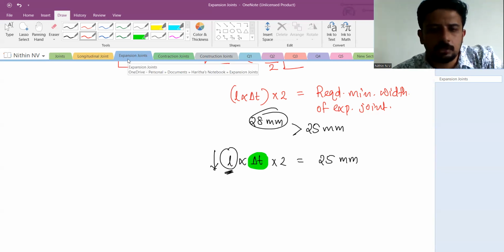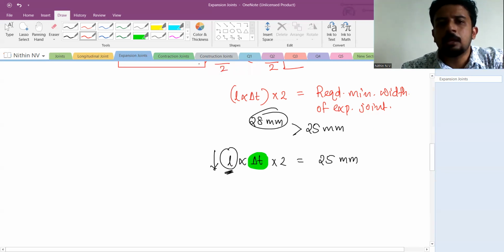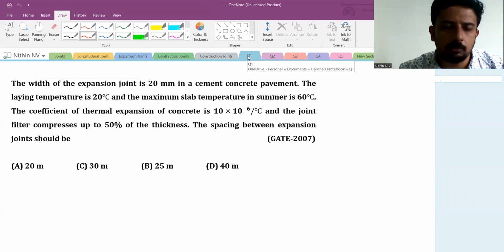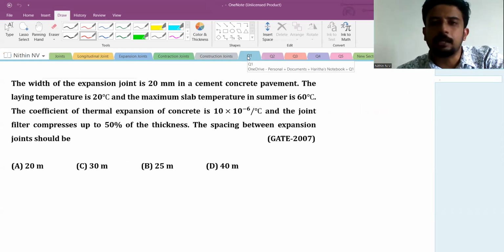We can do some question, then you are going to understand it clearly. Okay, before going into contraction joint, let me just take one question here so that the concept will be very clear now. Look at this. It's a previous 2-mark GATE question. The question is like this. The width of expansion joint is 20 millimeter. Okay, the width is already given there.